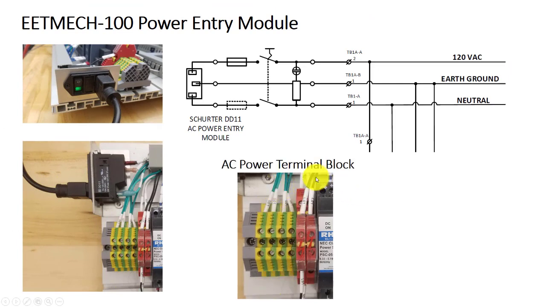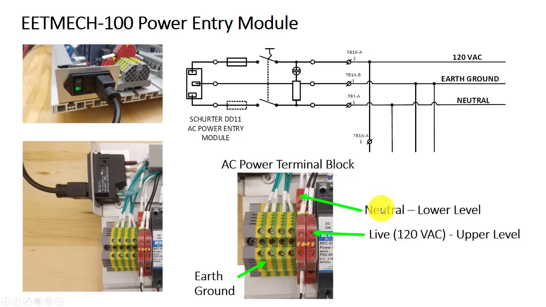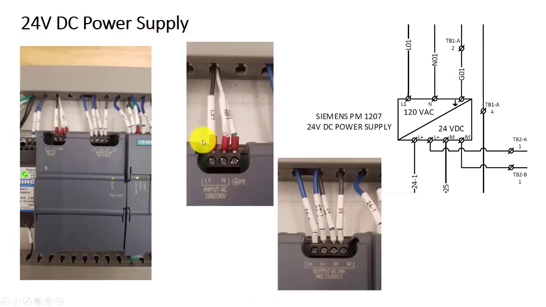All right, so there's the AC power terminal block, and so the live is on the top, neutral is on the bottom, and earth ground the yellow and green. So those AC wires are connected to the power supply. You can see here live L1, N for neutral, and earth ground. And the other side of the power supply has the 24 volt and ground connections.